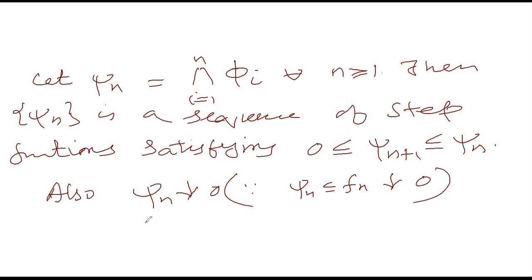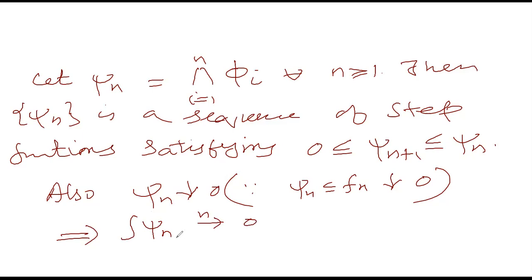So φn decreases to 0, which implies that its integral must be equal to 0, because for step functions we had done this result. If a sequence of step functions decreases to 0, then the limit of the integral must be equal to 0. This is for step functions, not for upper functions. Now in this step, we need to prove the same result for upper functions actually.